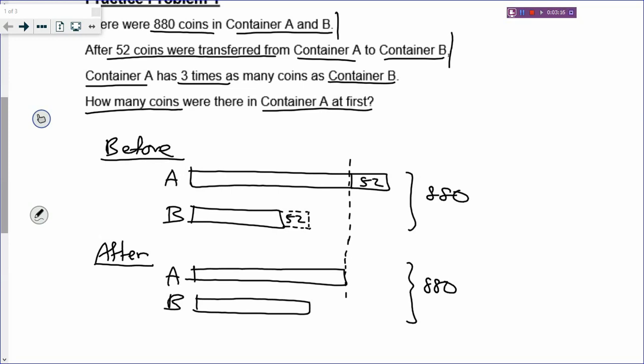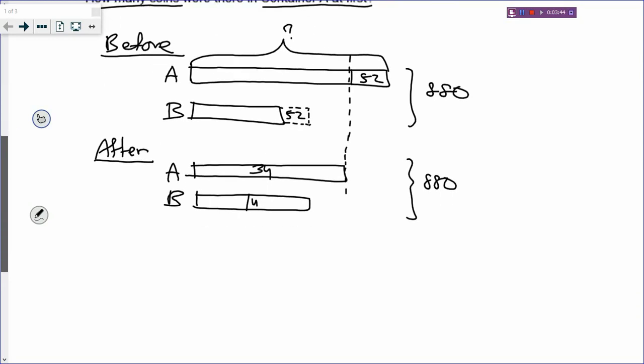So what I will do is, I don't want to erase and draw, so I will just put 3 units, and container B has 1 unit, and that 1 unit is very long. Okay, but it doesn't matter, because as long as you have labeled and indicated your units clearly, you can still solve. All right, so how many coins were there in container A at first? This is your question mark in the before model, and your model is done. Now you look at the model, and it has become your question already. So once you draw out the problem, the model becomes your question.